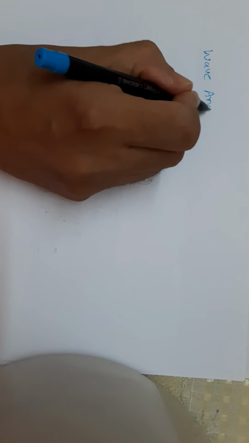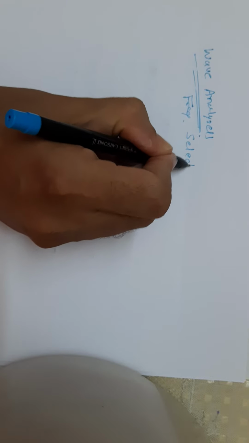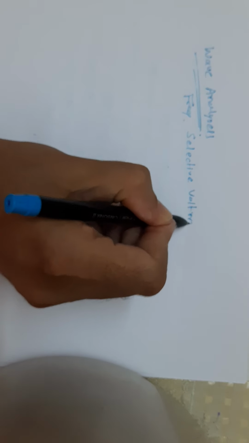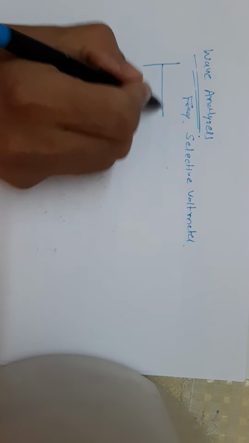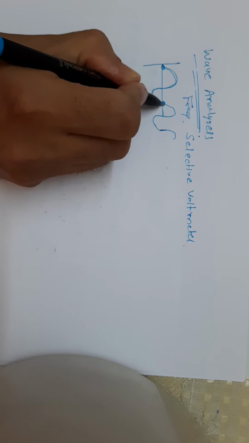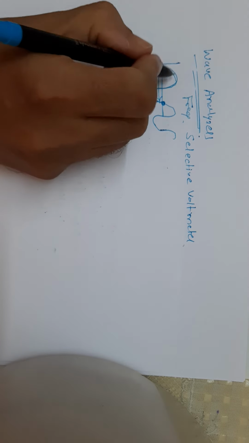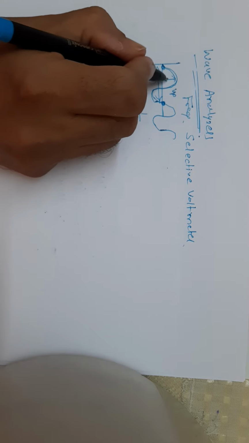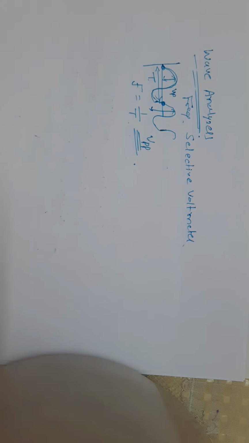Wave analyzer is nothing but a frequency selective voltmeter, which measures the peak value of the signal, that means in the form of voltage. For example, if this is your signal, then this is the starting of the signal, this is the ending of the signal. This is known as periodic time T, and frequency is equal to 1 upon T. Same way, this is known as Vp, this is known as V peak to peak. This is nothing but a voltage.